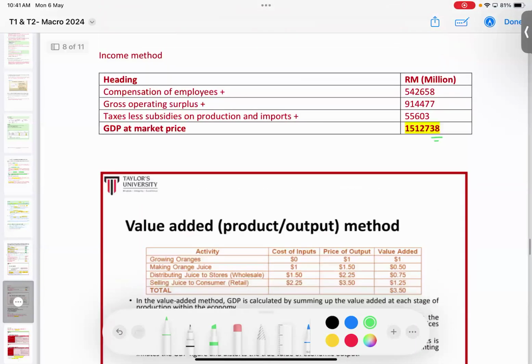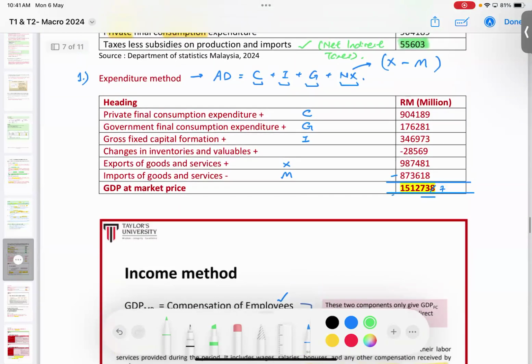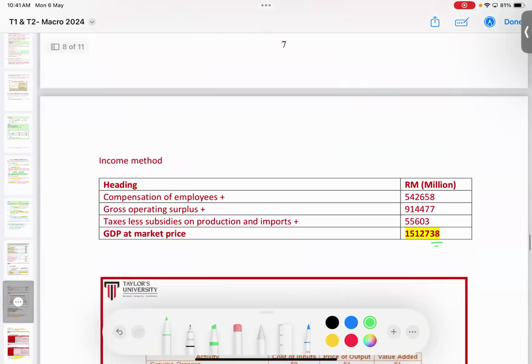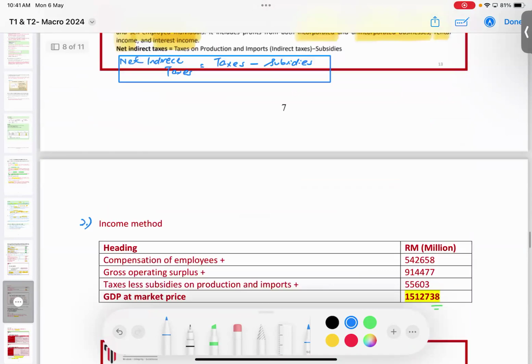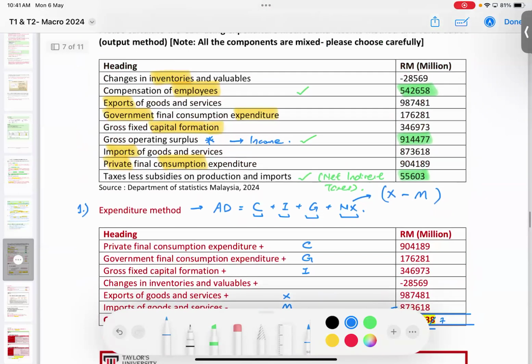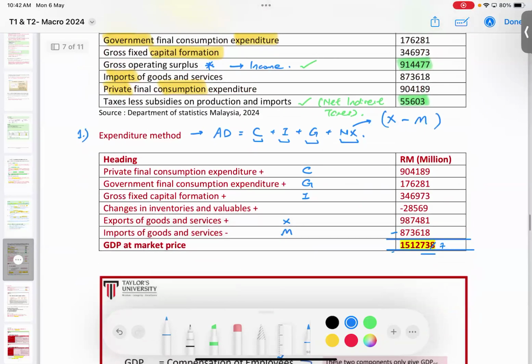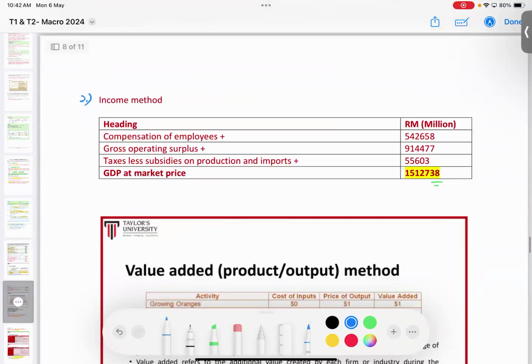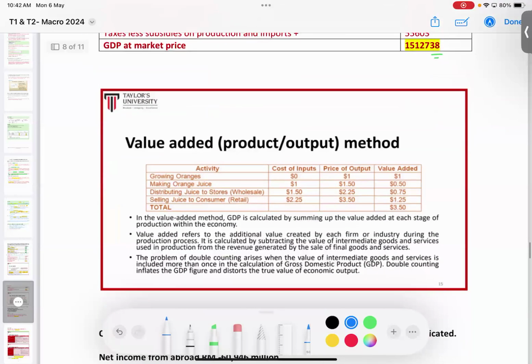Okay, for this question, they are not able to ask you to calculate the output approach. So you have the expenditure approach and also the income approach. For the output approach, you are not able to calculate because all these are about total spending and income. So there are no total outputs for you to calculate. But I just want to show you how it works from this simple slide that you have.